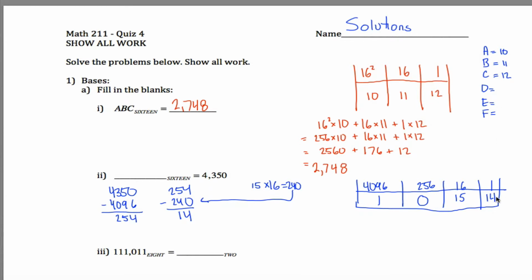So what I've got to do is convert any numbers that require more than 1 digit, like 14 and 15, into their base 16 symbol. And I have their base 16 symbols above. So really I have E here, I have F here, I have a 0 here, and a 1 here. So my answer will be 10FE.